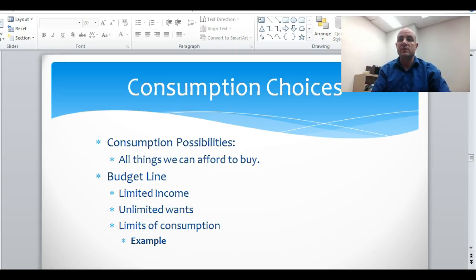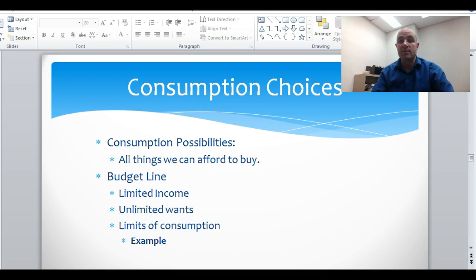Today we're going to expand on demand theory a bit and look at more of the consumer side. We're going to be focusing in on consumer choices and how they make their decisions.